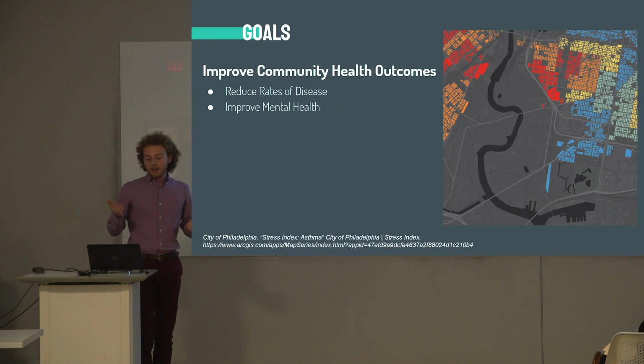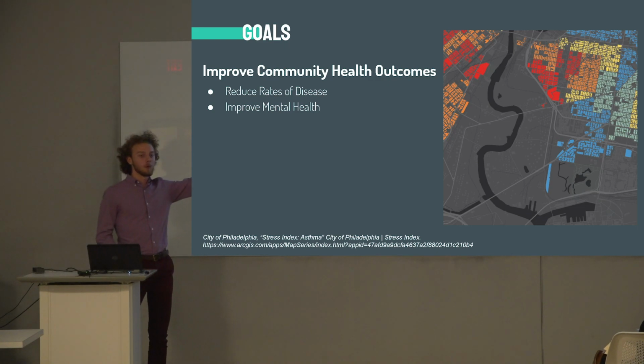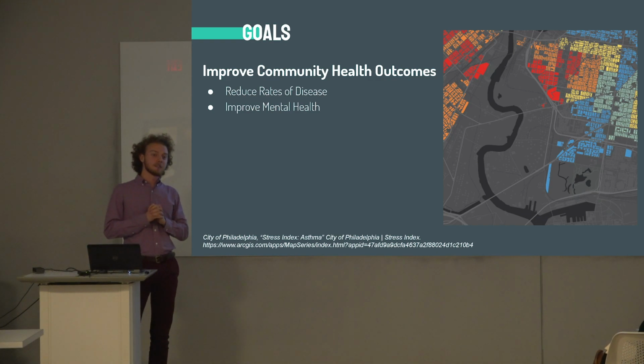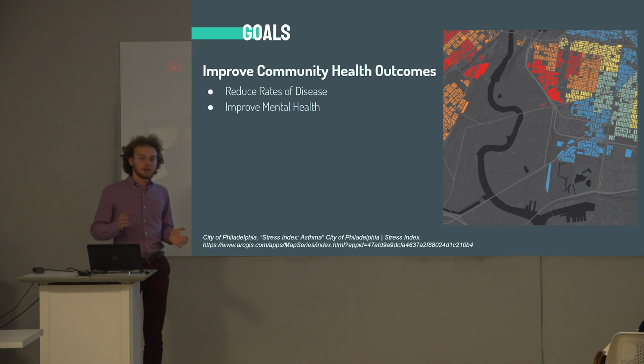Finally, we have the community health outcomes. This map is an asthma map for asthma rates in the area. So you can see that region doesn't have good asthma rates. So in terms of reducing disease, pretty much any way that the refinery is not operating is going to be beneficial.